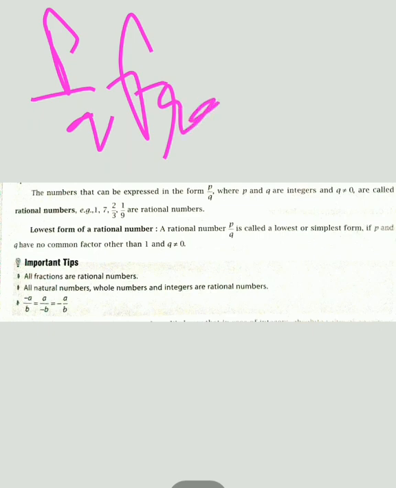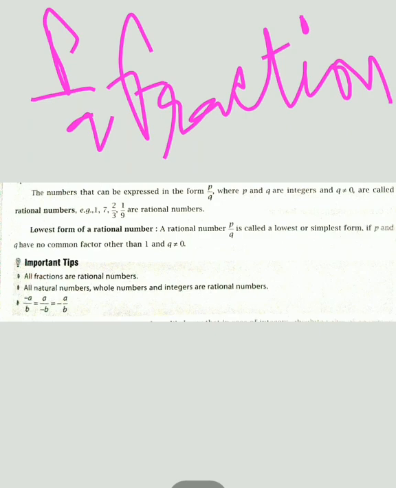Firstly we will learn what a rational number is, the definition of a rational number. A rational number can be represented in p upon q form. P upon q form means fraction form. What is a fraction? Fraction form, where p and q are integers, either positive or negative, no problem. And q is not equal to 0, because if q is 0, then the number will be infinite.